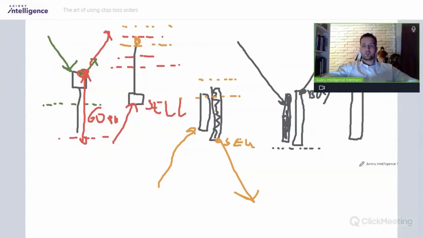Marubozu. Marubozu breaks resistance. Before Marubozu, price goes like this. There's Marubozu. Marubozu finishes here. You buy. Stop loss is not below the resistance, but below Marubozu. Simple as this. That's about candles.